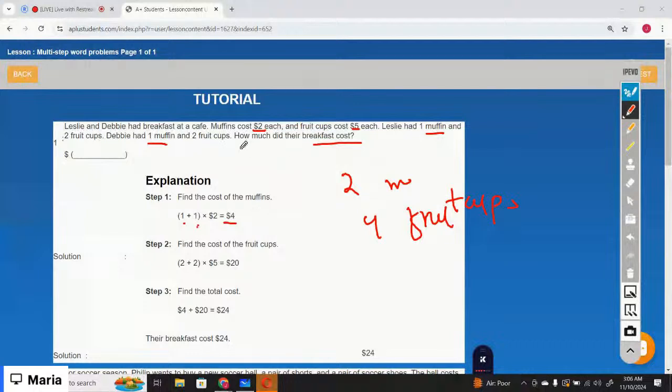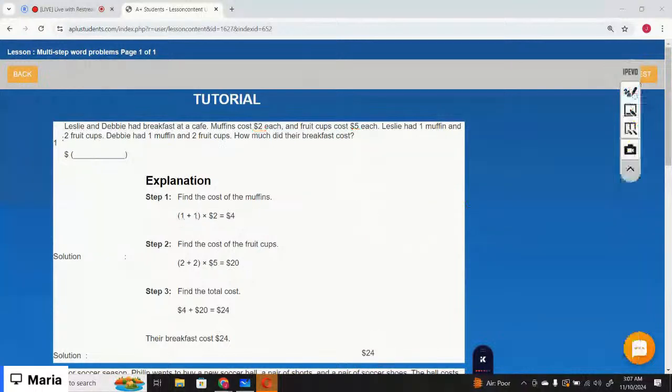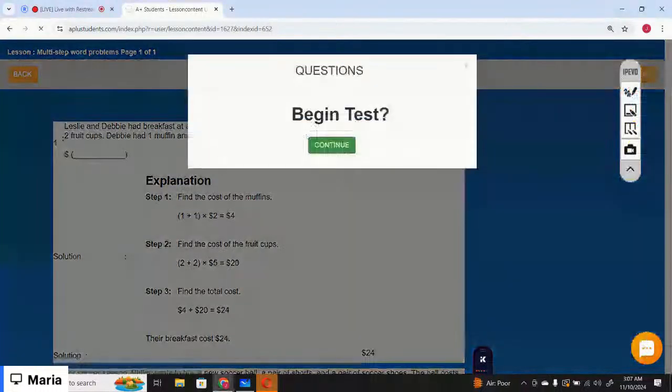Then you need to calculate the cost of the fruit cups. So they both had 2 each. 2 plus 2 is 4, and 4 times 5 because the cost is 5. 4 times 5 is $20. So $4 is the cost of the muffins and $20 the fruit cups. Just add, so the total cost is $24. Let's just start with the test questions.